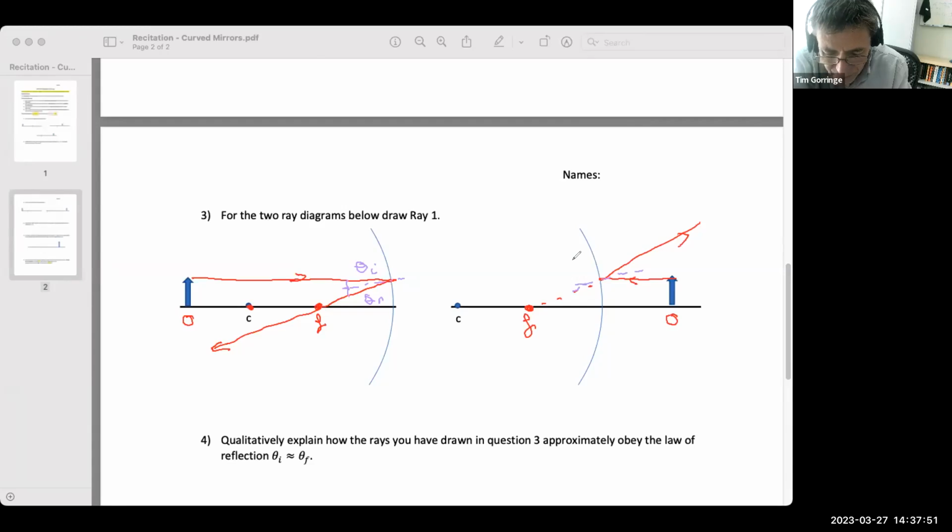This line here is the normal to the mirror. It's 90 degrees to the surface of the mirror. I've drawn it at the location of the reflection. It's with respect to this line that we measure the incident angle, theta I, and the reflected angle, theta R. Again, this rule for drawing this ray arranges that we have the law of reflection: the incident angle and the reflected angle, to the extent that I can draw them accurately, are the same angles.